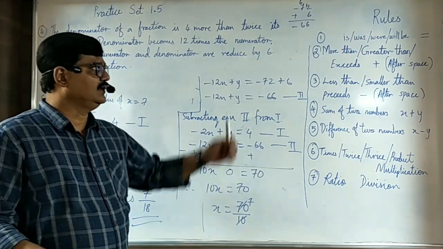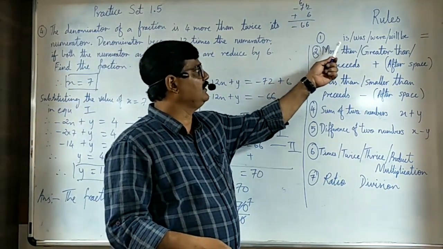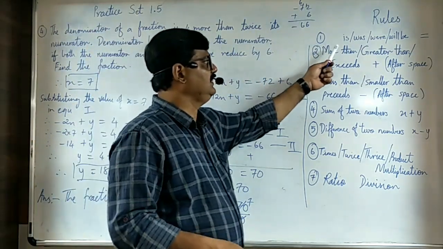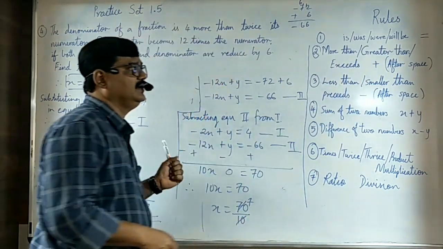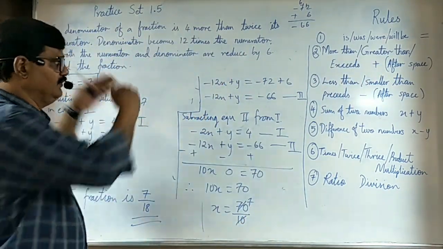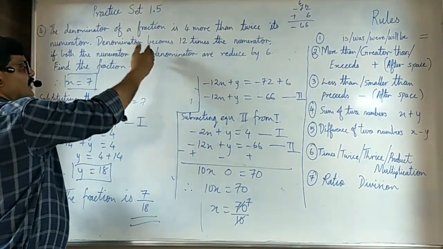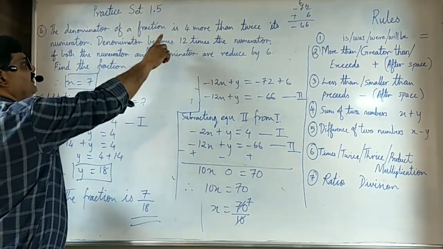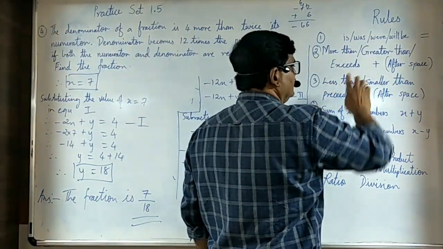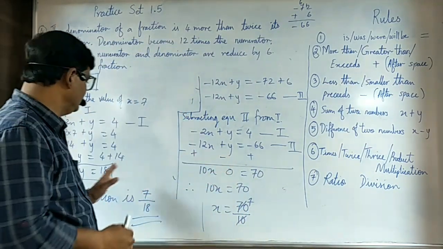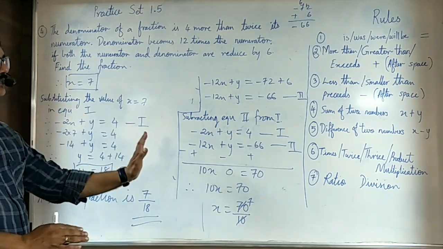Okay students, last for today, I'll revise the rules one more time. In the statement of your sum, if there is is, was, were, or will, in the place of that you have to write the equal to sign when you form the mathematical statement. From the sums you have to form the mathematical statement. Wherever there is an is, you have to write the equal to sign. More than, greater than, exceed: over there you have to write a plus sign, with a space.